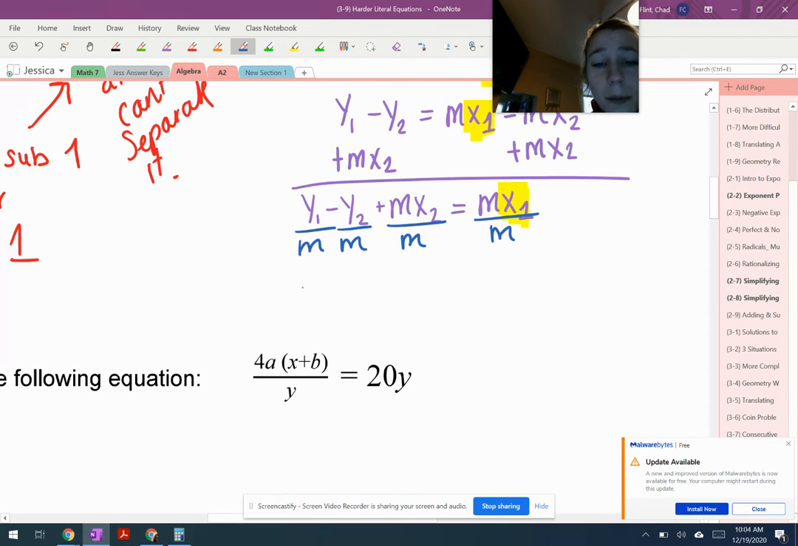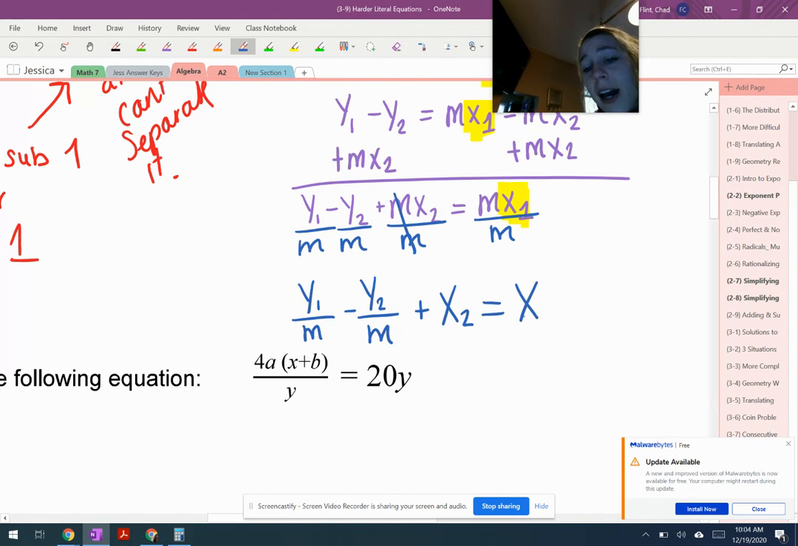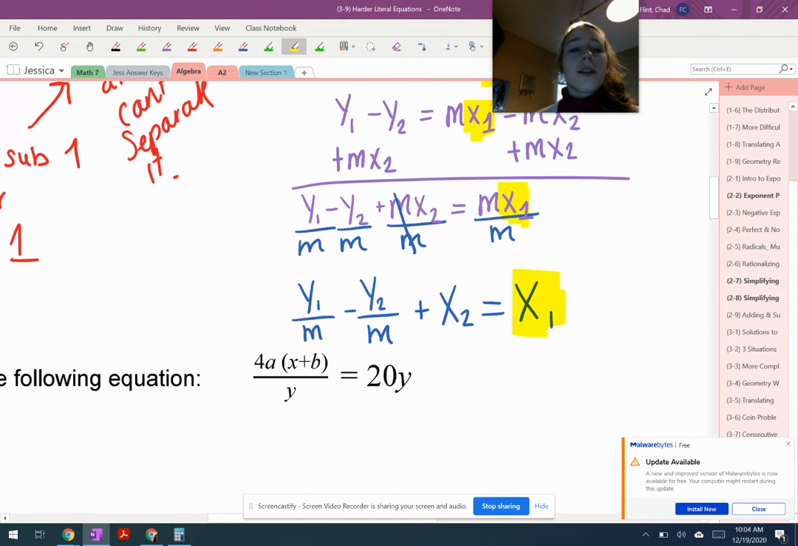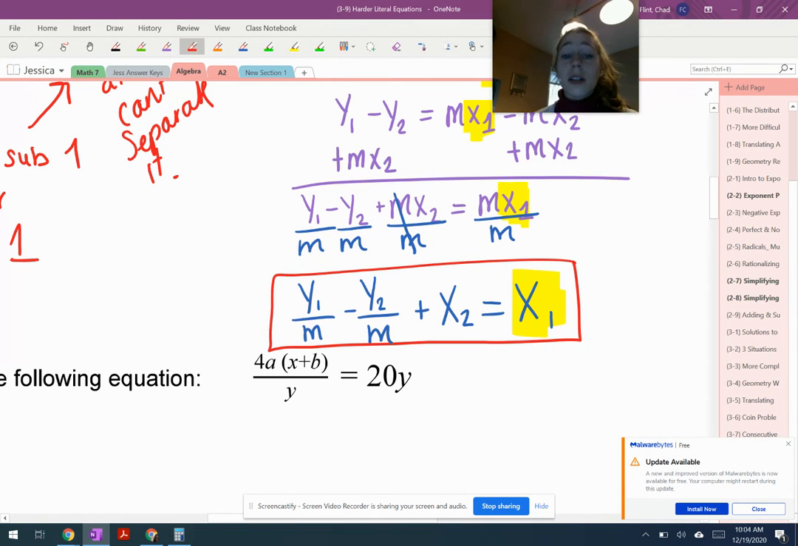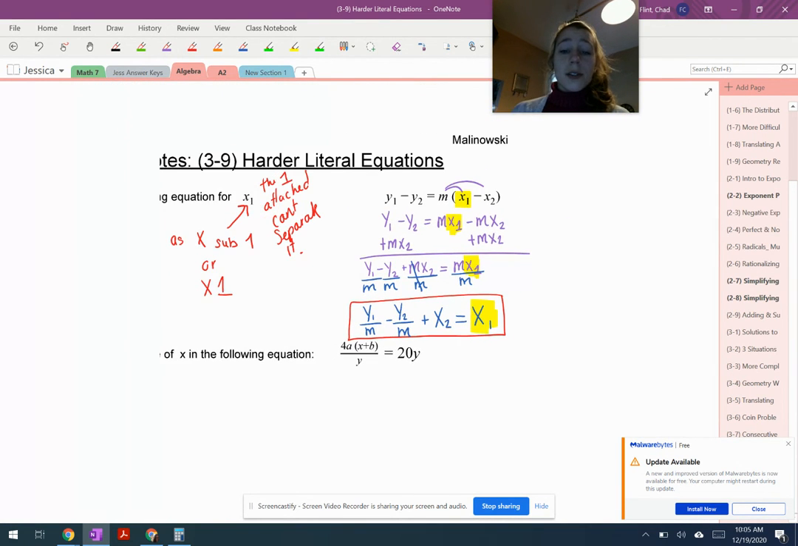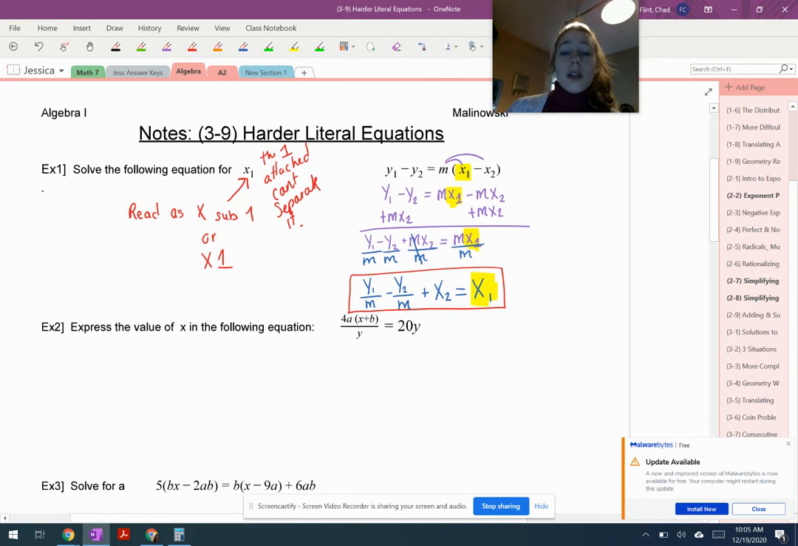I'll just write it this way. y1 over m minus y2 over m plus, those m's cancel and leave me with just x2. And that is equal to my x1, which was what I wanted to begin with. So really ugly looking equation there, but not too bad math-wise. So there's that example 1.